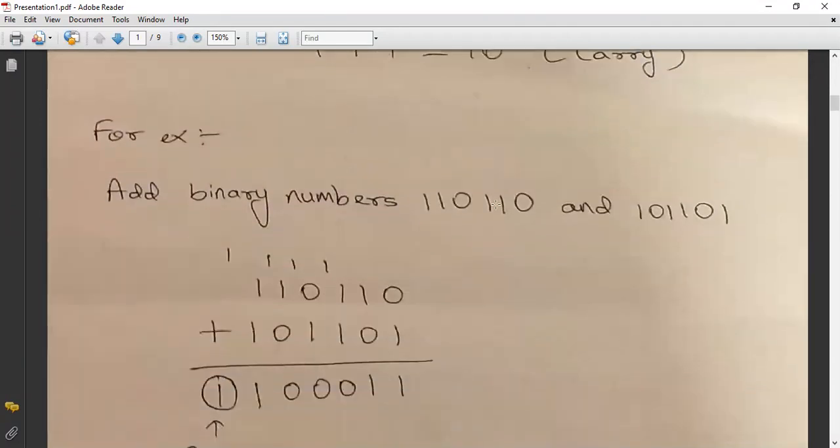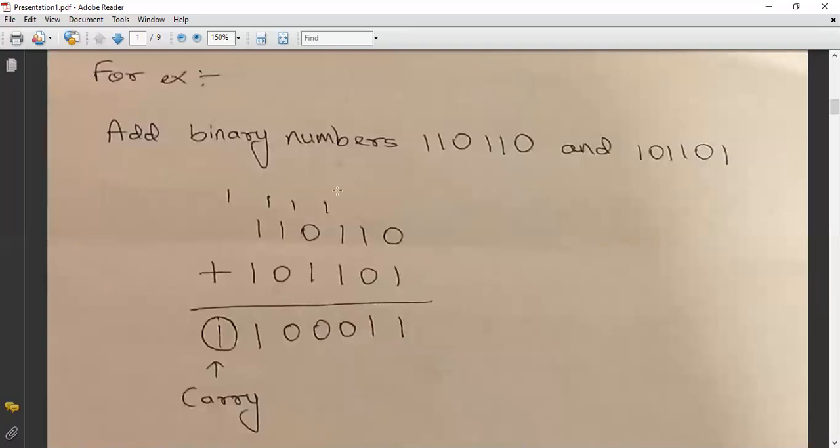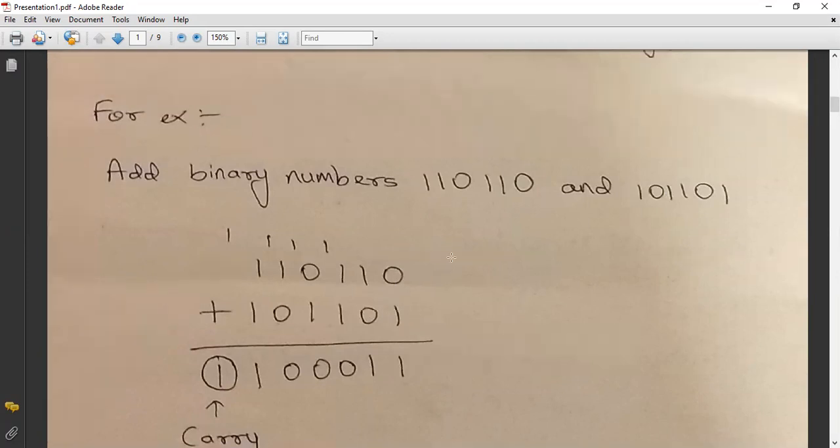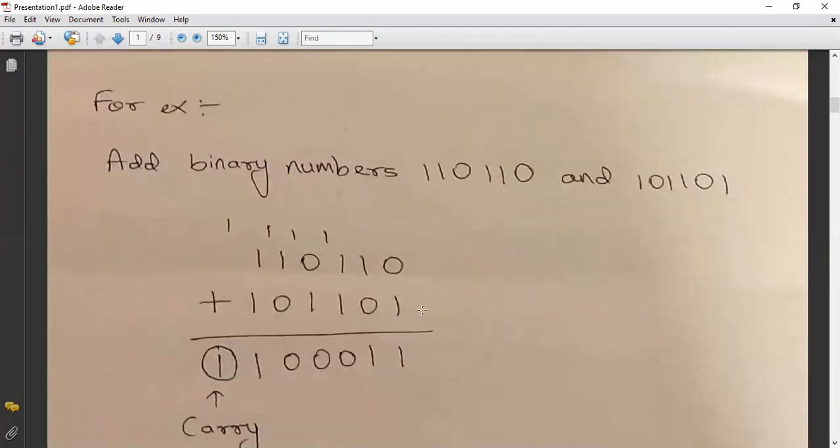Here we need to add this number with this number, that is 110110 and 101101. Let us begin with the addition first. Write down this number first and then this number. Now we need to start from the rightmost portion of the number. So 0 plus 1, according to our rule, is 1. Let us write the answer here.